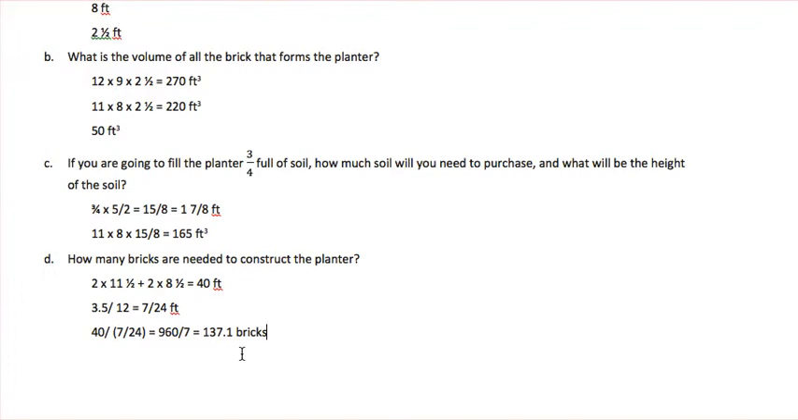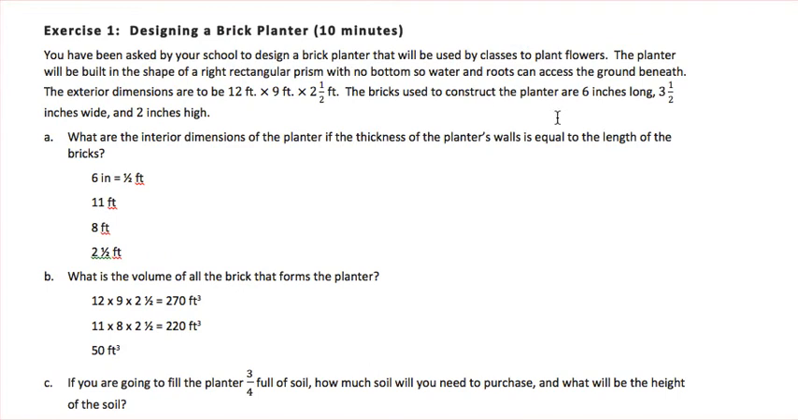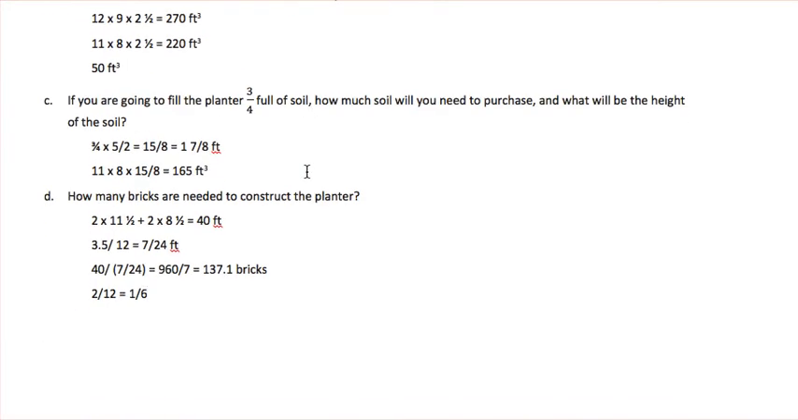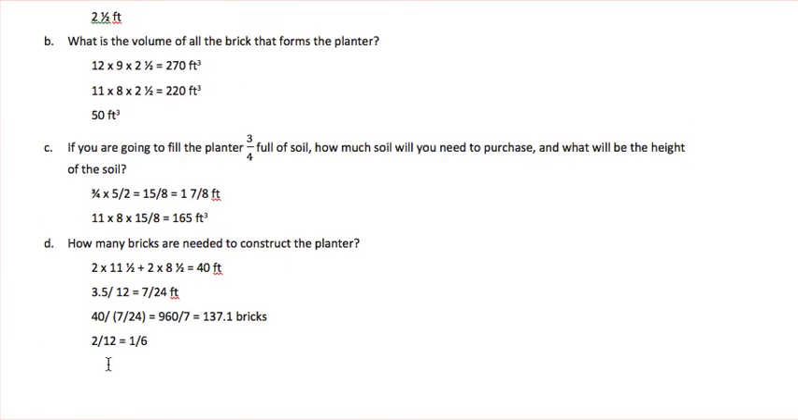Now, as it turns out, the bricks are 2 inches high, and we need our planter to be 2.5 feet high. So we'll need to convert that as well. 2 inches divided by 12 in each foot is 1/6 of a foot. And we need, again, 2.5 feet. So we'll need to divide 2 1/2 or 5 halves by 1/6 of a foot.